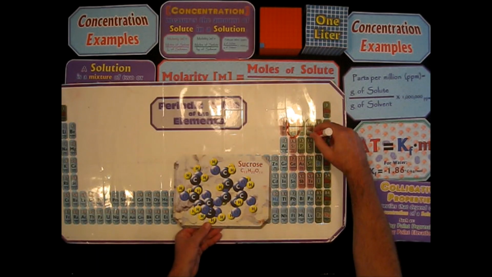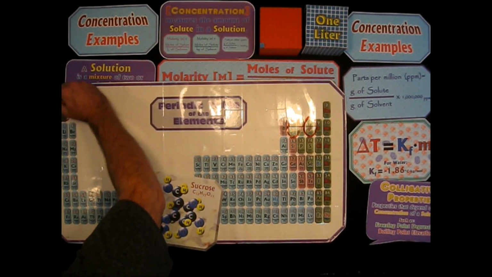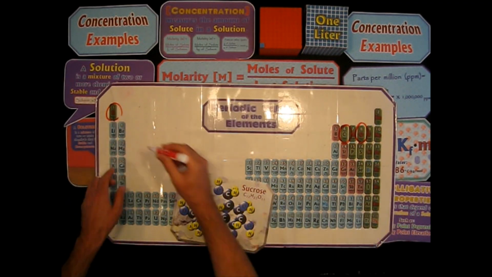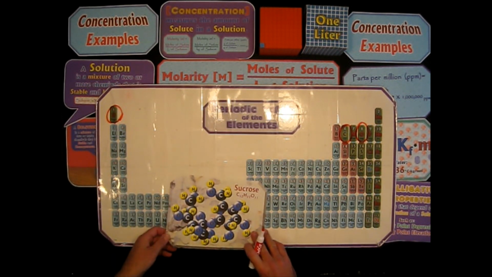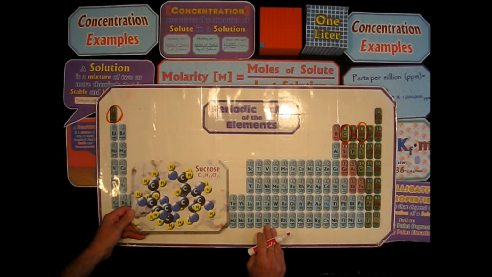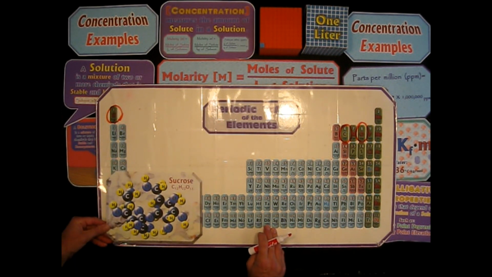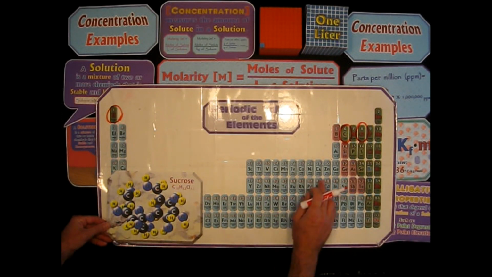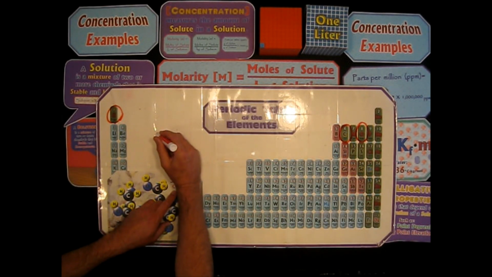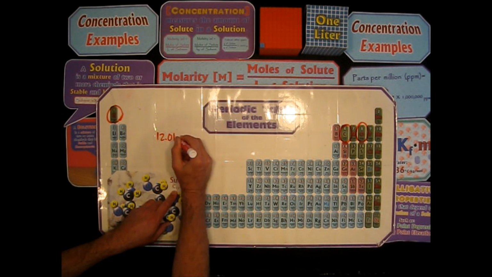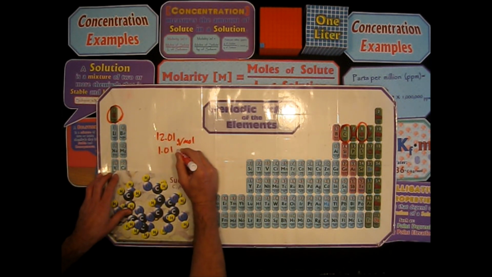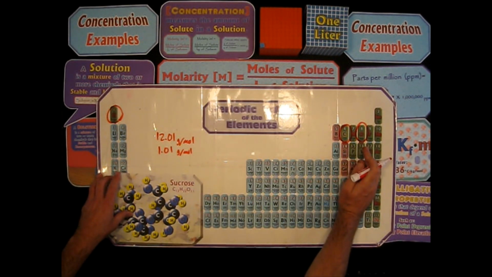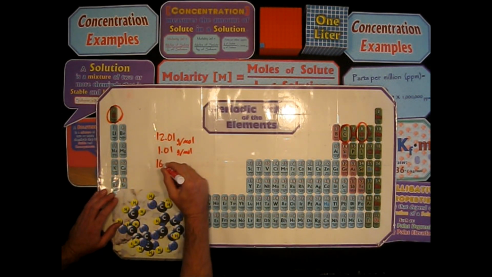Carbon, oxygen, and remember, hydrogen way over here is a nonmetal. It's just the only nonmetal on this side of the periodic table. So why don't we just write the molar mass of each chemical, okay? We'll write them in the order they are in the formula. So carbon is 12.01 grams per mole. Hydrogen is 1.01 grams per mole. And oxygen is 16.00 grams per mole.